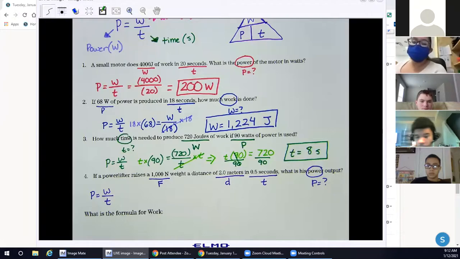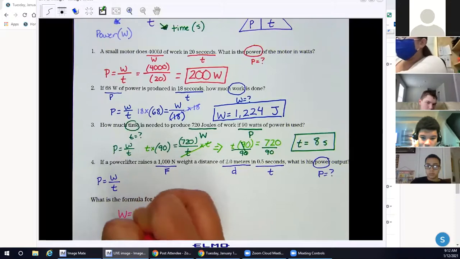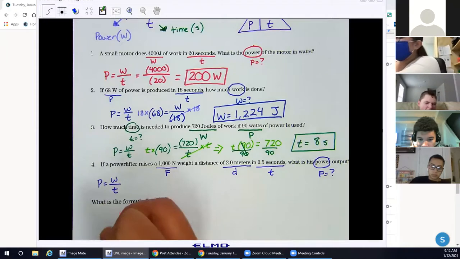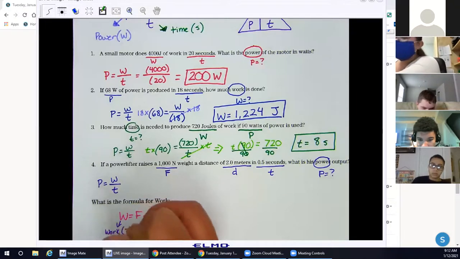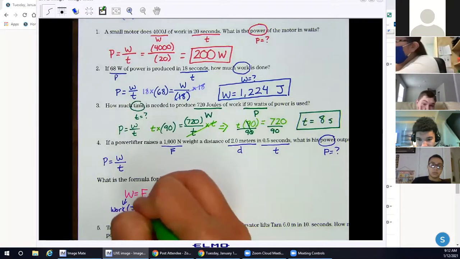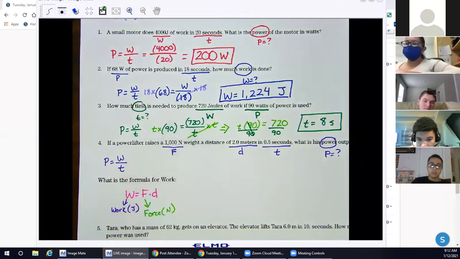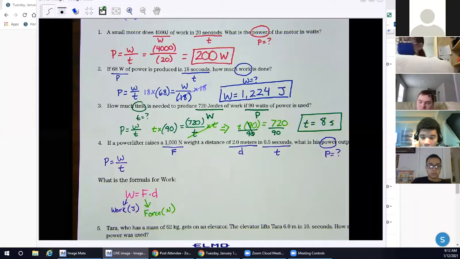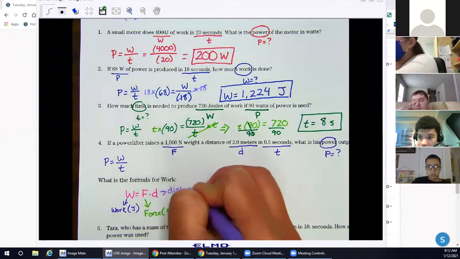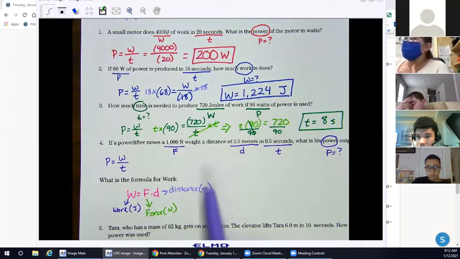We already know the formula for work. We've done this already. This is what we learned last week. Work is force times distance. W stands for work, which is measured in joules. F stands for force, which is measured in newtons. And then we have the D, which stands for distance, and that's measured in meters. So in order to find work, we need force and distance, which we have.